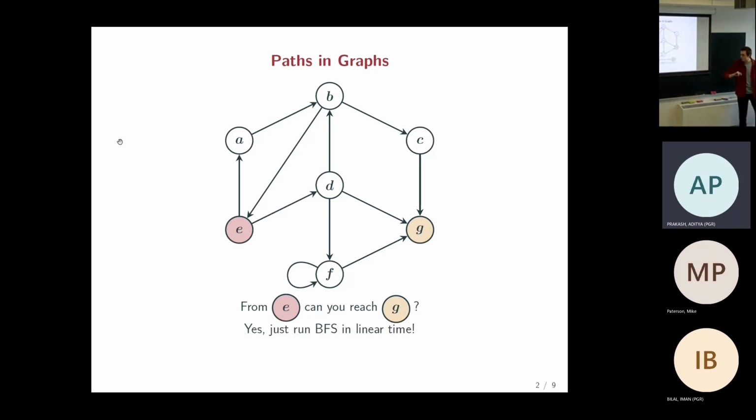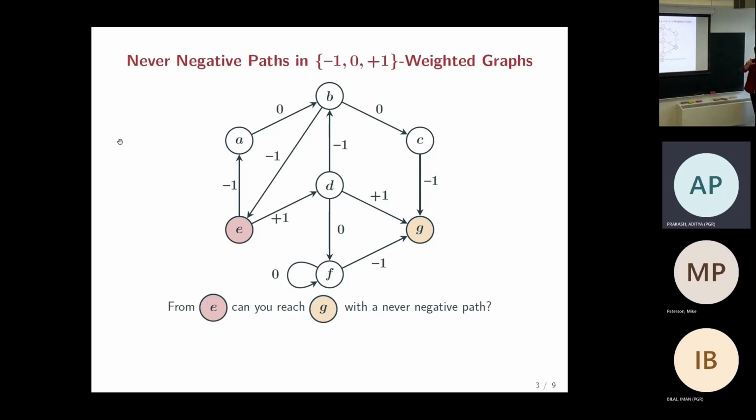I suppose I should probably have put DFS instead of BFS, because if you decided alphabetically, you would go from E to A to B to C to G. Fine, nothing special. I want to make the problem a bit harder, a bit more interesting. So I'm going to add small weights to the edges. I'm going to label them with -1, 0, or +1.